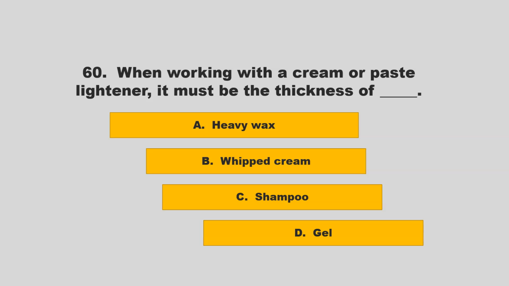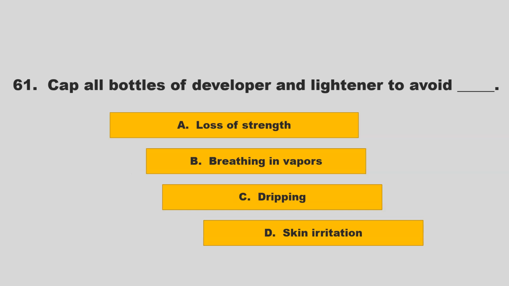When working with a cream or paste lightener, it must be the thickness of blank. Is it heavy wax, whipped cream, shampoo, or gel? If you chose B, whipped cream, you are correct.